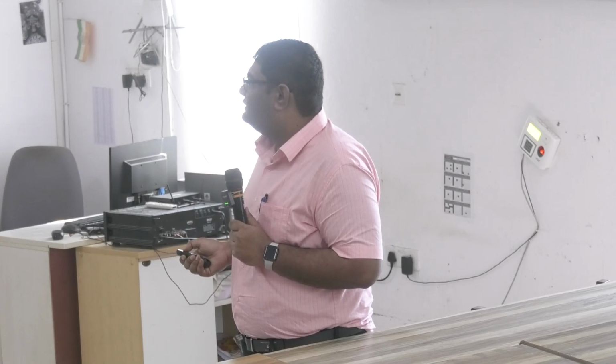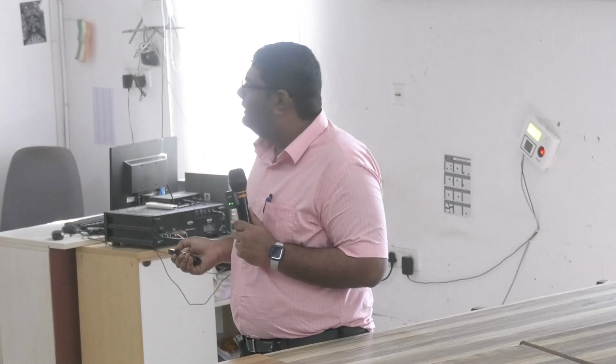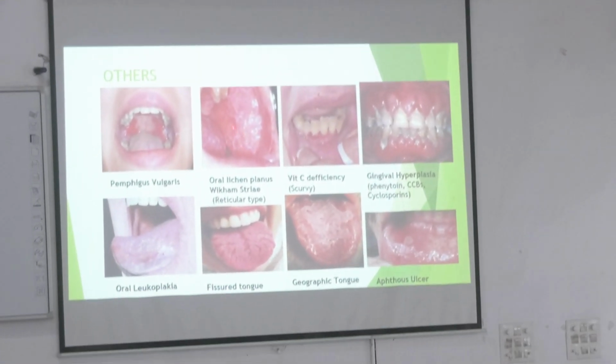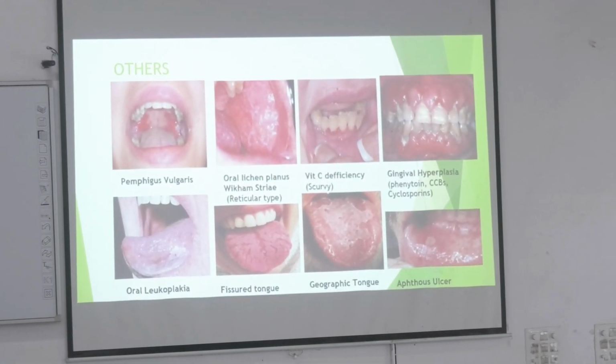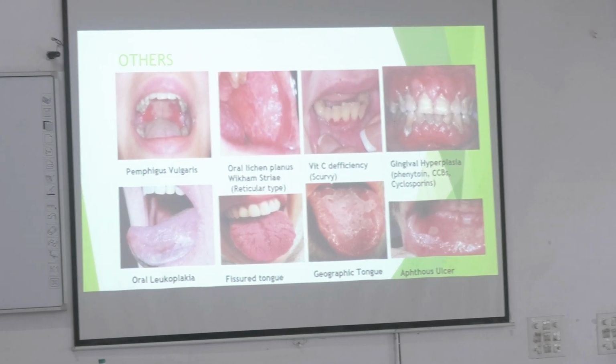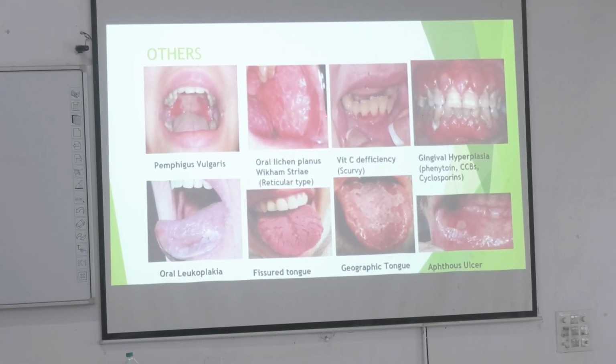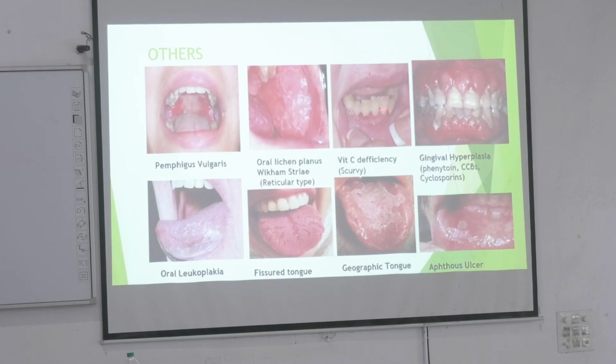This is a case of Pemphigus vulgaris. You will study it in your dermatology. These patients are always coming to us. This reticular pattern, Wickham stria, is a classical case of Lichen planus, right? This is scurvy. Look at the gums, gingiva, periodontitis, all these things.